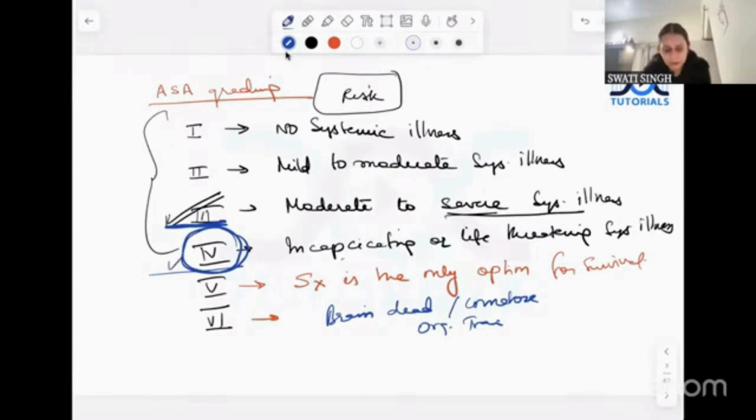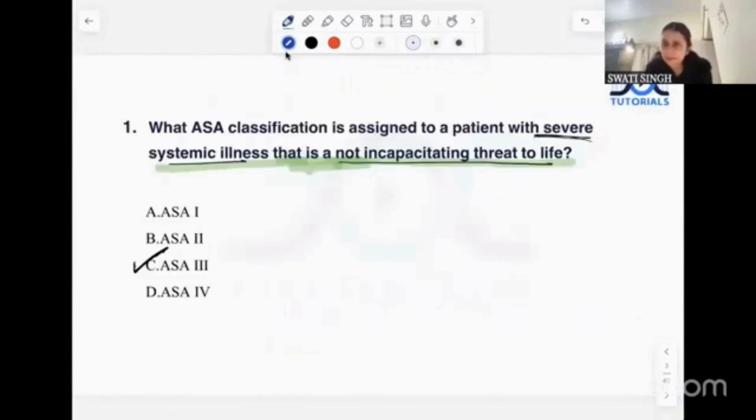So ASA grade 4, without optimization, is never taken for elective surgery. Elective means planned surgery. Once we have optimized, we see the risk-benefit ratio and then take the patient for surgery. Got it? So this was my first question.